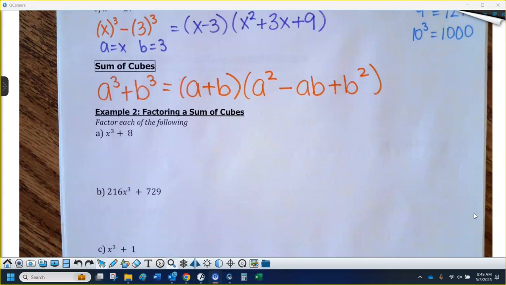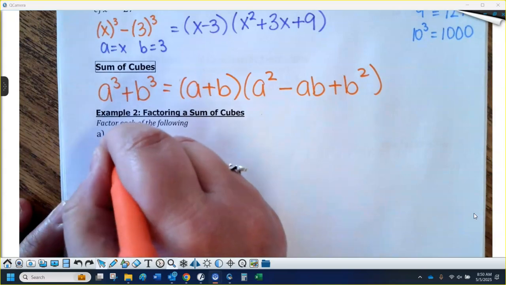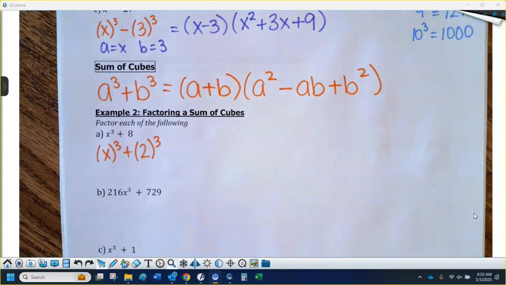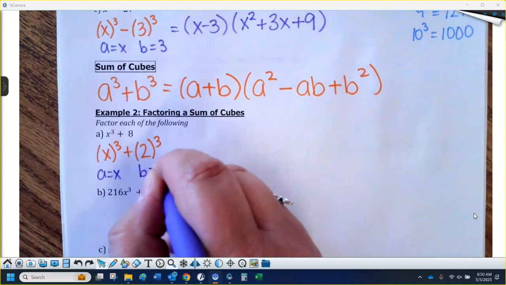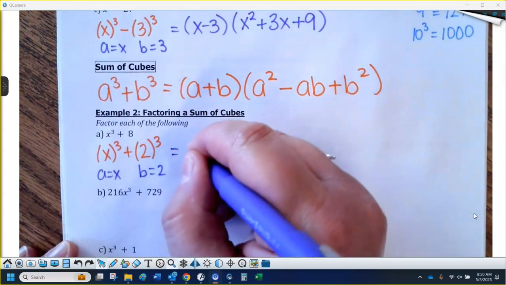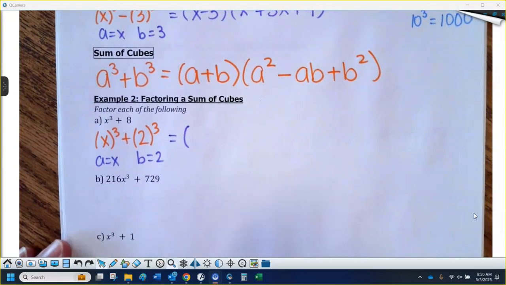And then, very similar question. So I'm going to write down, like this guy right here, we're just going to plug these in. This is x cubed. 8 is 2 to the third power. So when I replace these guys in the little formula, a is going to be replaced with x, and b is going to be replaced with 2. This is going to be almost identical to that very first question I did. The only difference is going to be where a plus sign and a minus sign is.